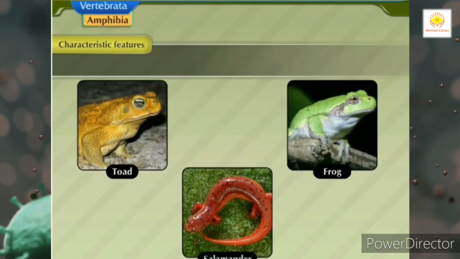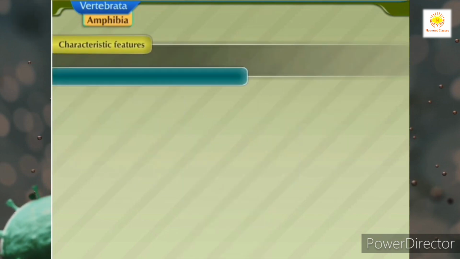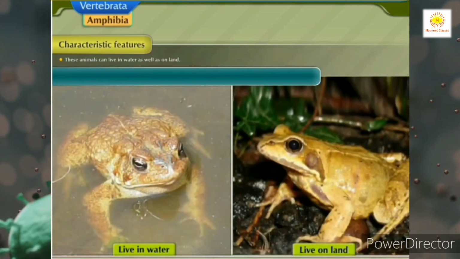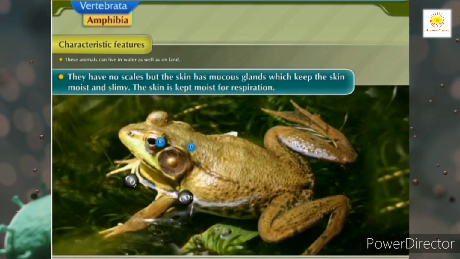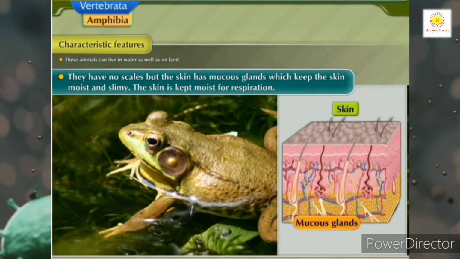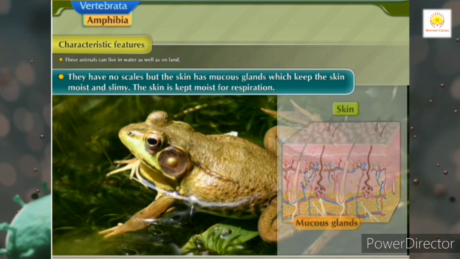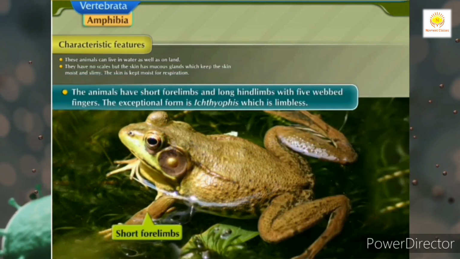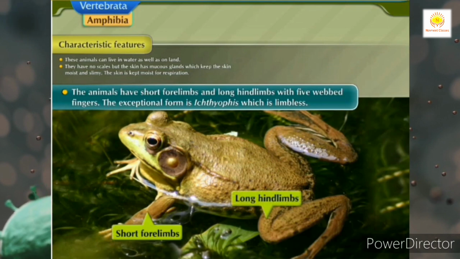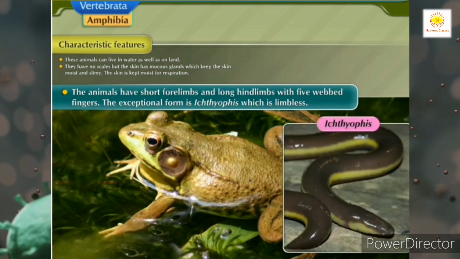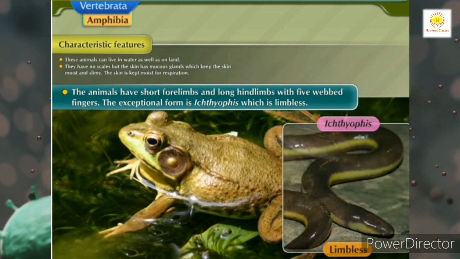The characteristic features of this class are: they are the animals which can live in water as well as on land. They have no scales, but the skin has mucus glands which keep the skin moist and slimy. The skin is kept moist for respiration. The animals have short forelimbs and long hind limbs with 5 webbed fingers. The exceptional form is Ichthyophis, which is limbless.